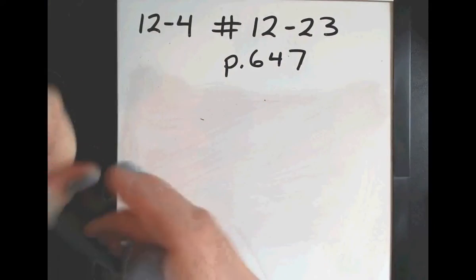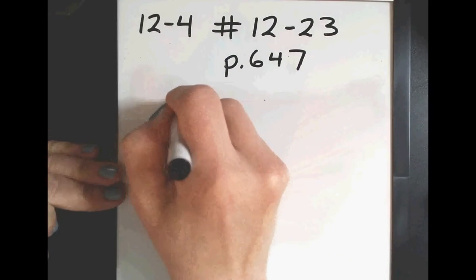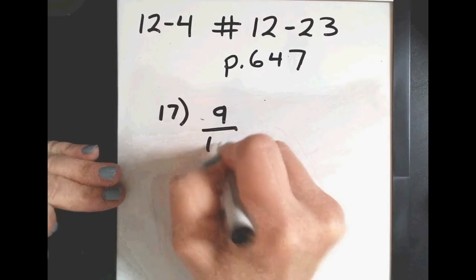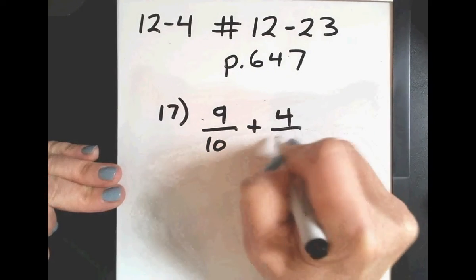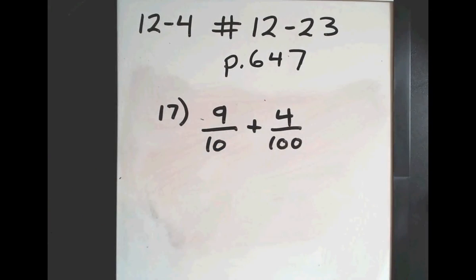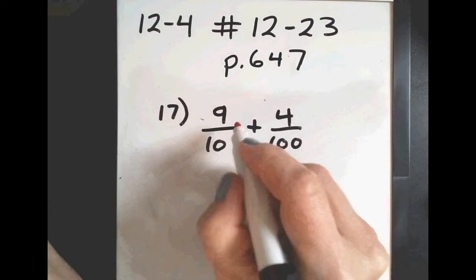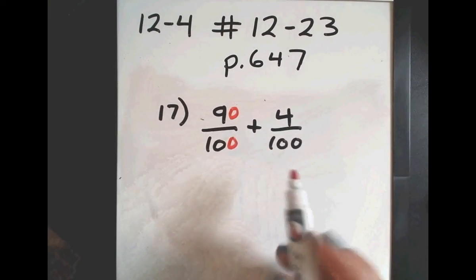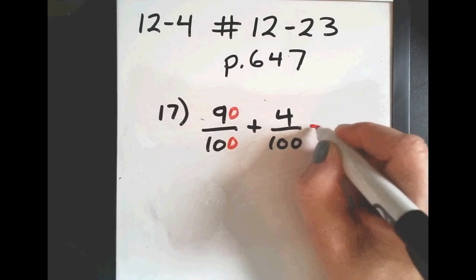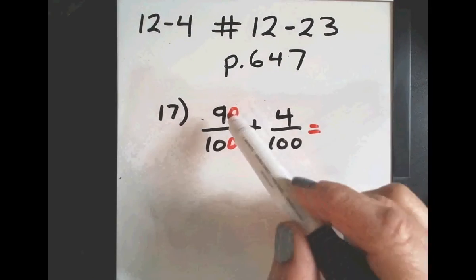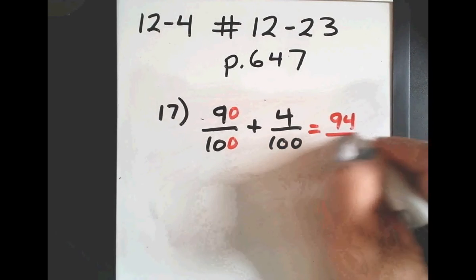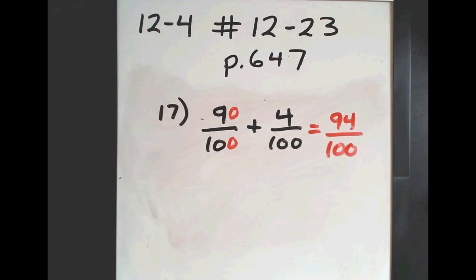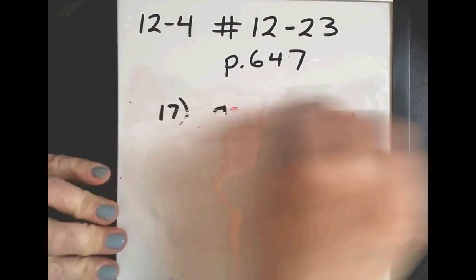Let's do number 17. Okay, here we go. I've got 9/10 plus 4/100ths, and I can hear you telling me, Mrs. Capizzi, I need to add a 0 to the 9 and a 0 to the 10 in the denominator so that I have denominators of 100, and then I'm going to use my mental math. 90 plus 4 is 94. 94/100ths. So number 17 is 94/100ths.